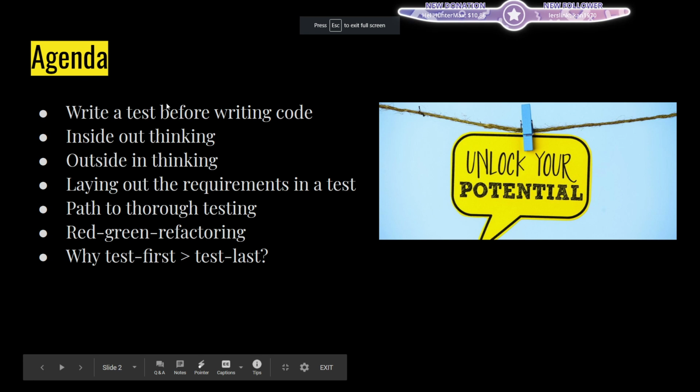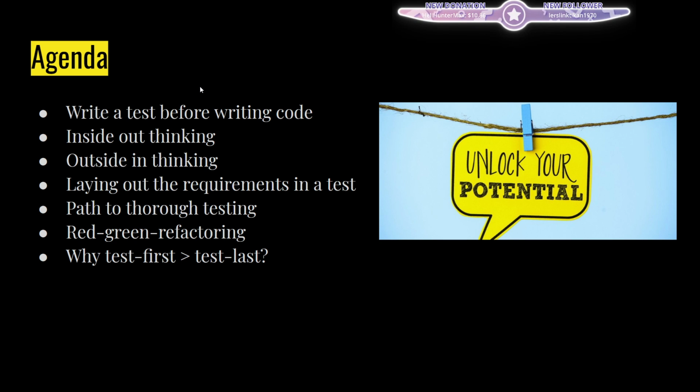Today, we'll talk about writing test before code, inside out and inside in thinking. Which one should you pick? Or maybe both. How do you lay out requirements in a test? How do you do thorough testing? What flow should you follow in test-driven development before you make a pull request? And what's the benefit of writing test first as opposed to writing test last?